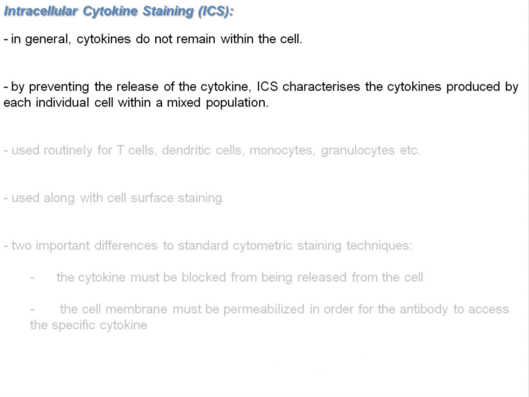So if we think about, again, just to reiterate, normally a cytokine is released once it's expressed within a cell, it's secreted from the cell where it interacts with nearby cells. But in intracellular cytokine staining, what we want to do is block the release of that cytokine so that we can characterize each individual cell and the cytokines being produced from that cell.